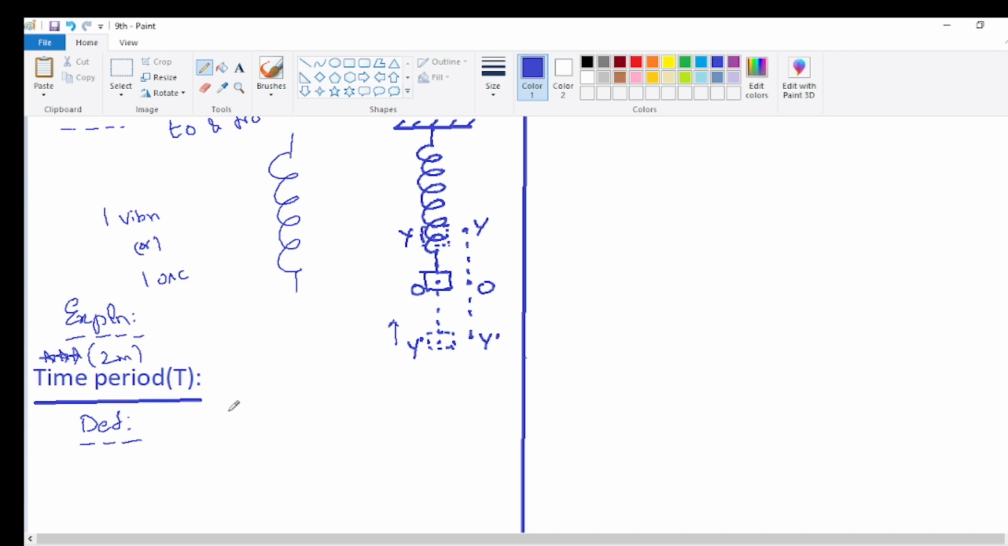So what are the units of time? Units of time we know already, very simple. The SI unit or MKS unit of time is a second. So what is the symbol for the unit of time? S.